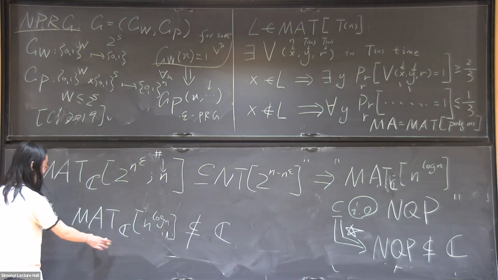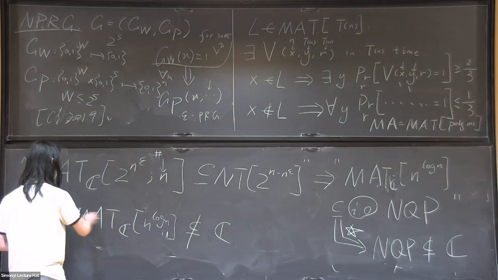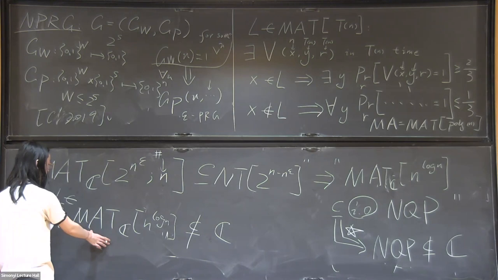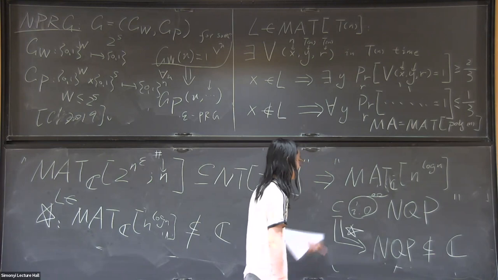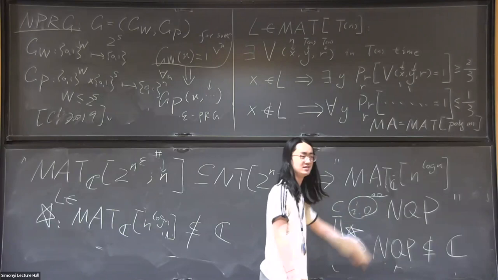Okay, Merlin-Arthur. So we have this unconditional lower bound. If we take this hard language L, let's say L is in MA time n log n, and it has no C circuits. By optimization, if you forget about this infinitely often, then this L will be in NQP as well, right? Because the whole class is randomized. And then NQP has no C circuits.